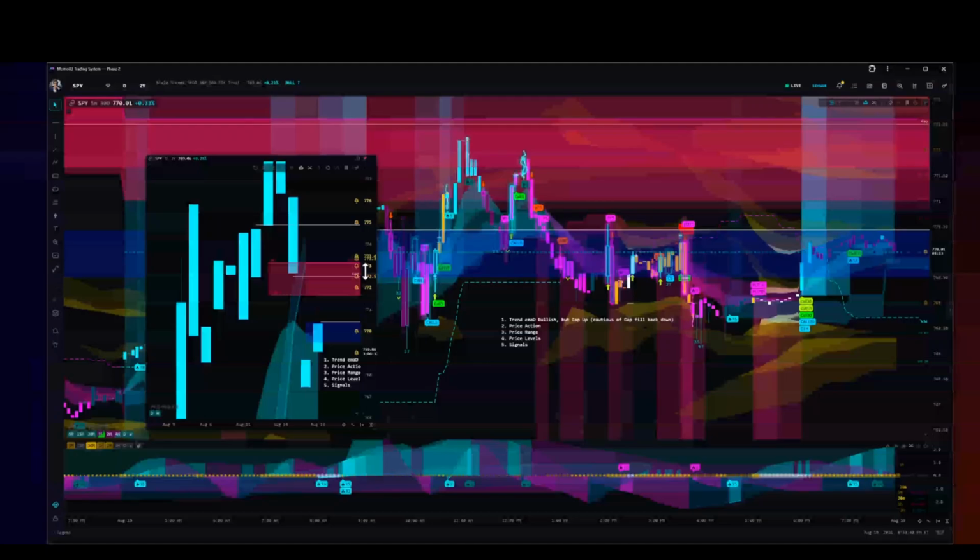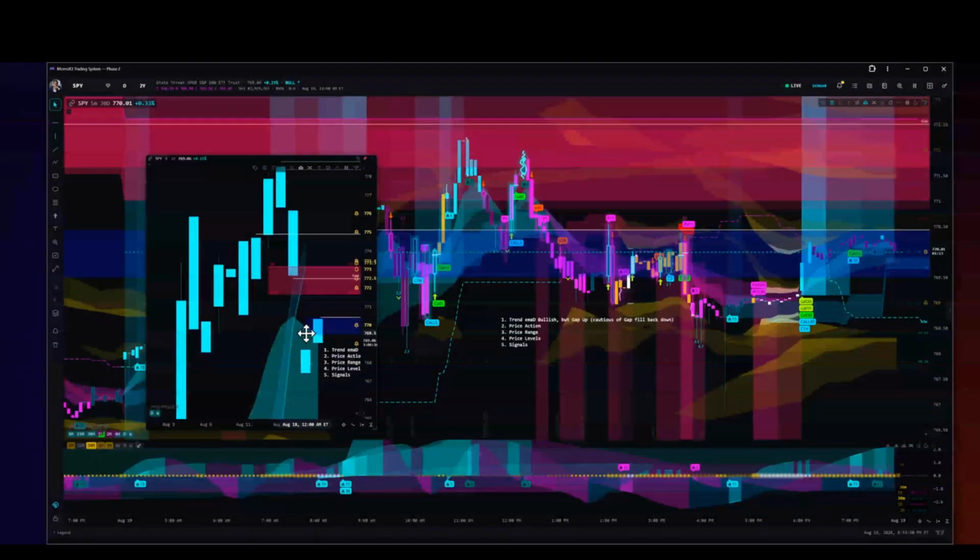Okay, some of you guys like to look at wick to wick, which is what I like to do. Some of you guys like to look at body to body.